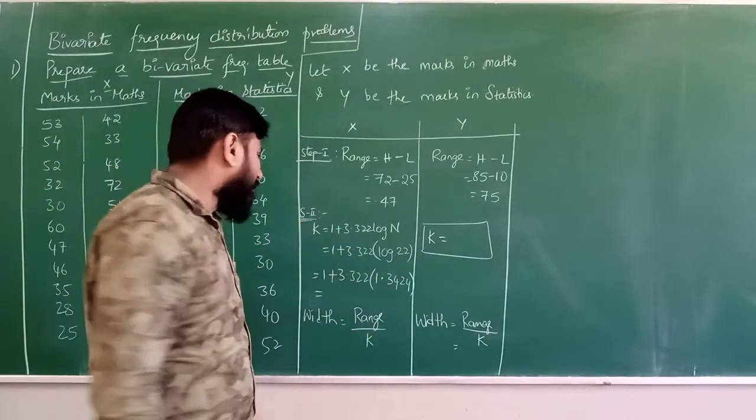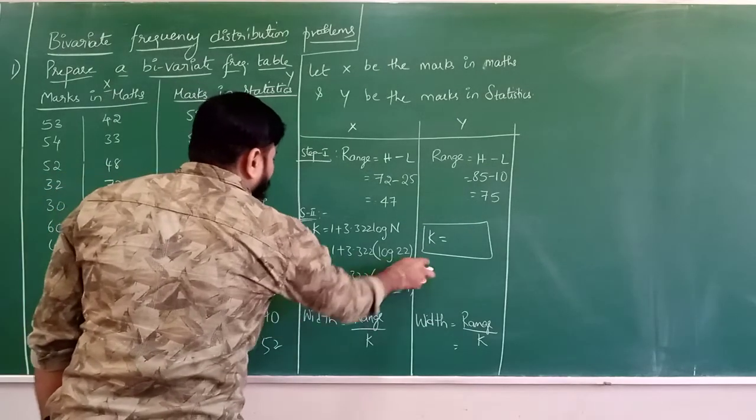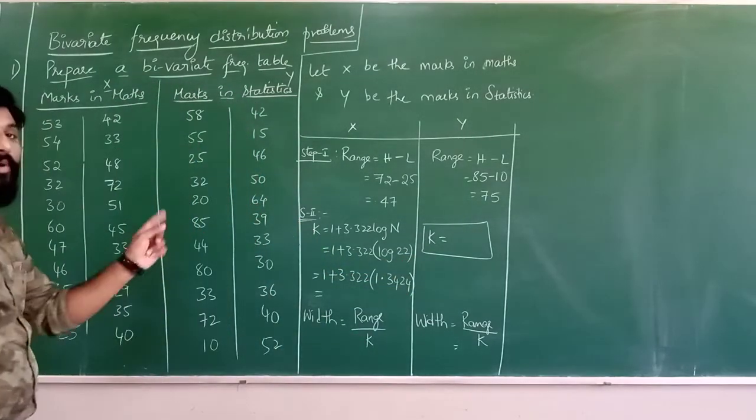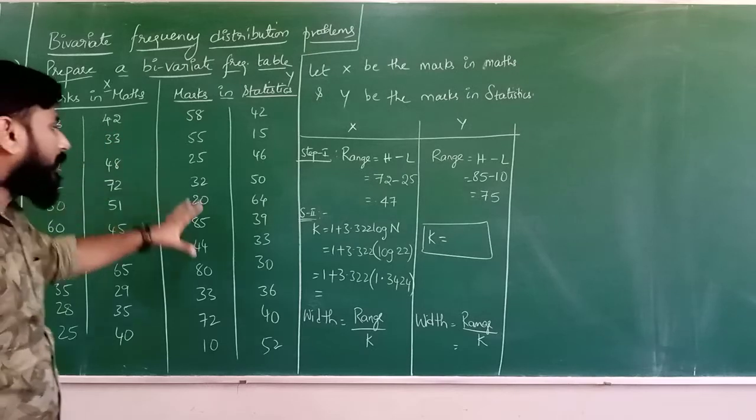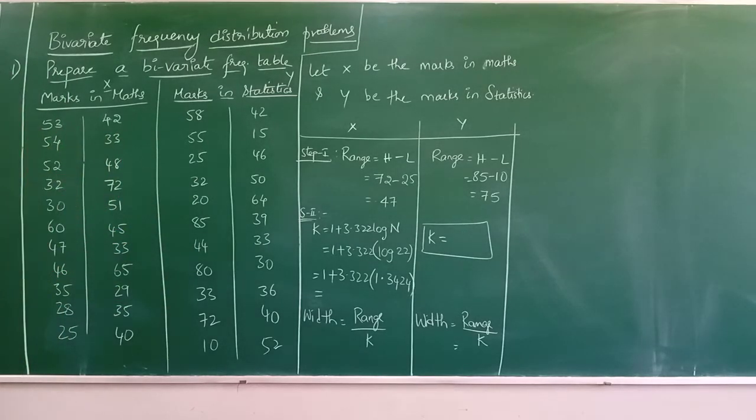So I will be calculating the number of classes: 1 plus 3.322 into log 22, which is 1.3424. The number of classes calculation will be the same for both the variables, because the total number of observations is the same in both variables x and y.